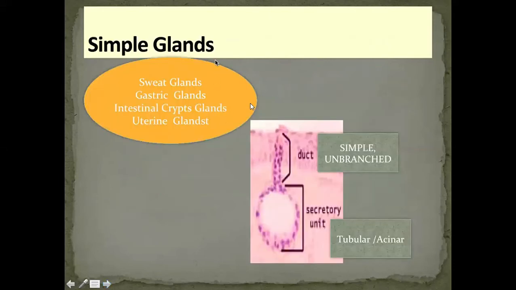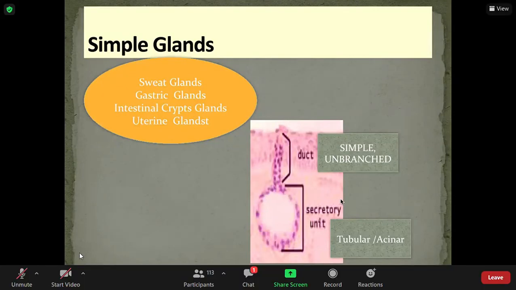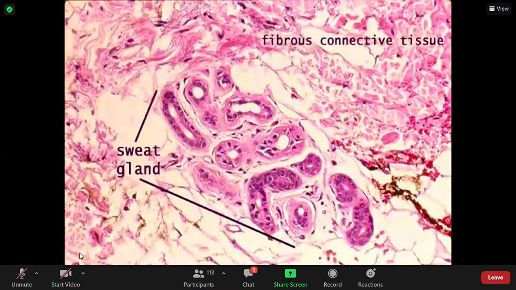For the simple glands, examples are your sweat glands, the gastric glands, the intestinal crypt glands, and the uterine glands. Simple, because it is unbranched. There is only one. Tubular, because its shape is tubular, or acinar. So we call it simple tubular or simple acinar. So look at that, these are your sweat glands.